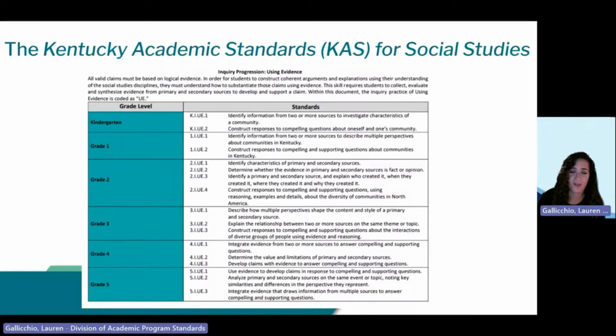On the excerpt on the screen, look at grade 5. 5 UE2 says, analyze primary and secondary sources on the same event or topic, noting key similarities and differences in the perspective they represent. Again, teachers felt very comfortable in supporting students in engaging in those sourcing skills, but they really struggled on how to take a source and implement it in a way that supported student comprehension of the text.